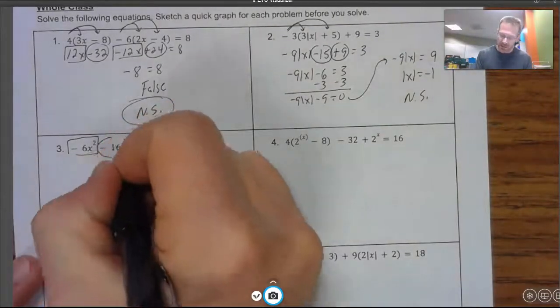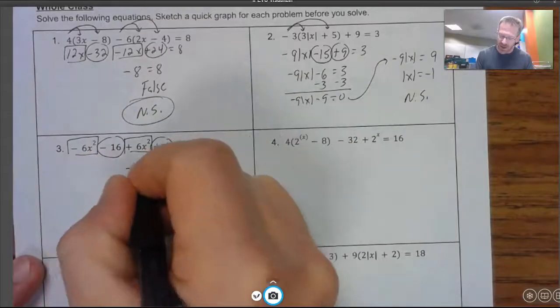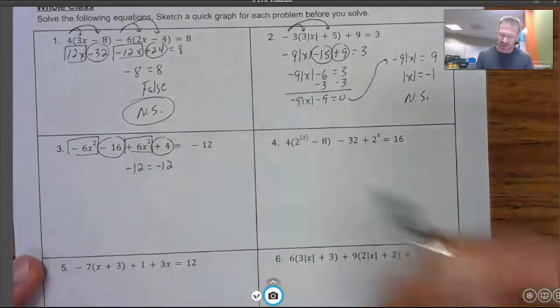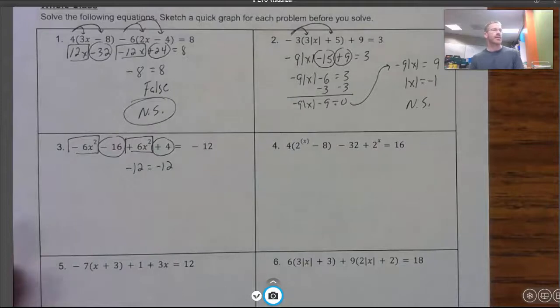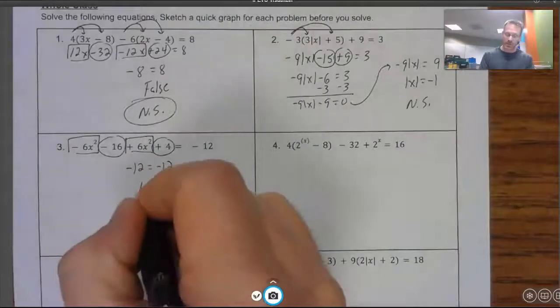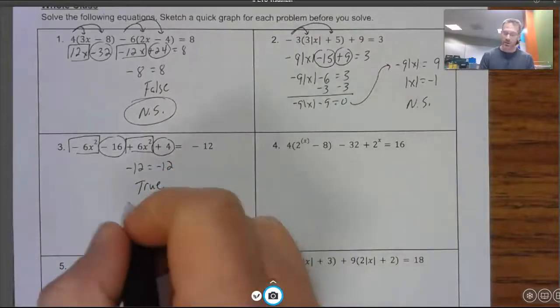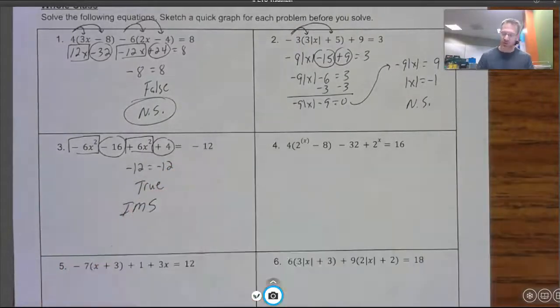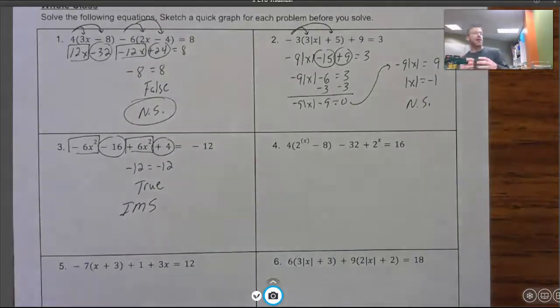Now, negative 16 plus 4 is negative 12. So I end up with negative 12 equals negative 12. Once again, I have to interpret this. No variables. I get a true statement this time. So this means there are infinitely many solutions. And hopefully you're seeing how all this fits together.